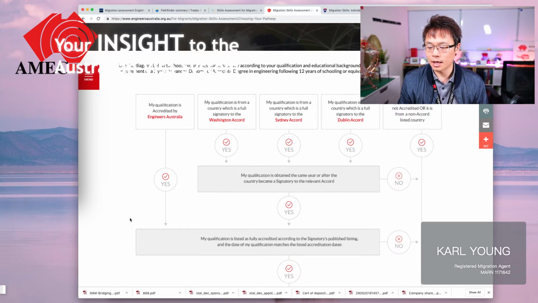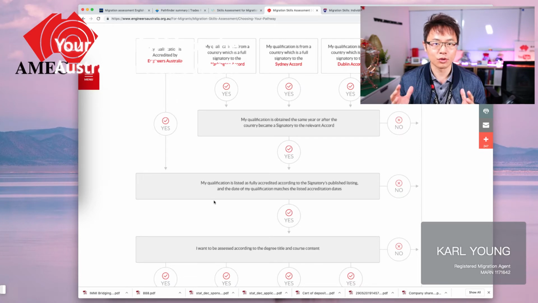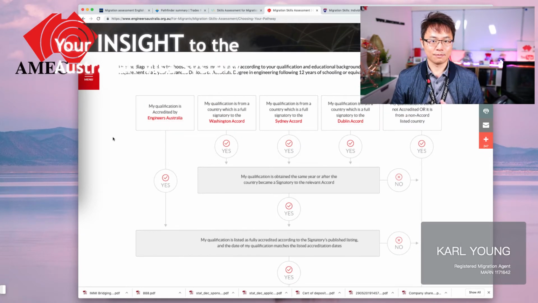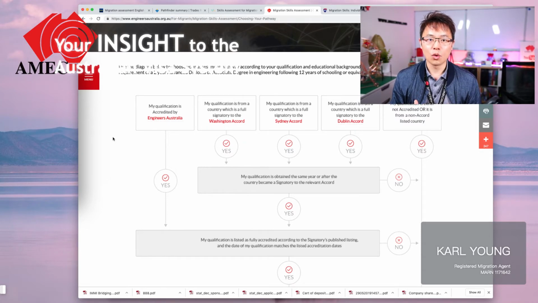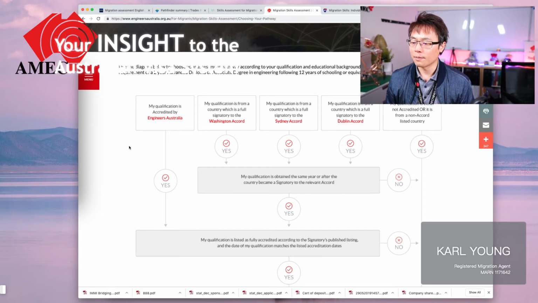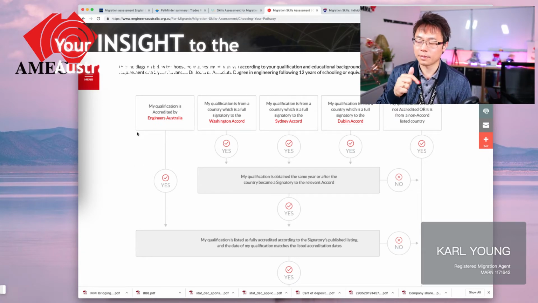Go to yes, and you will be accredited and done. That's pretty easy. Now some people do come here and study Master of Engineering, Management, or whatever. If your bachelor is not done here, you only do a bachelor for 1.5 or 2 years, you will not be eligible to go through this one. So that's a very important part here.